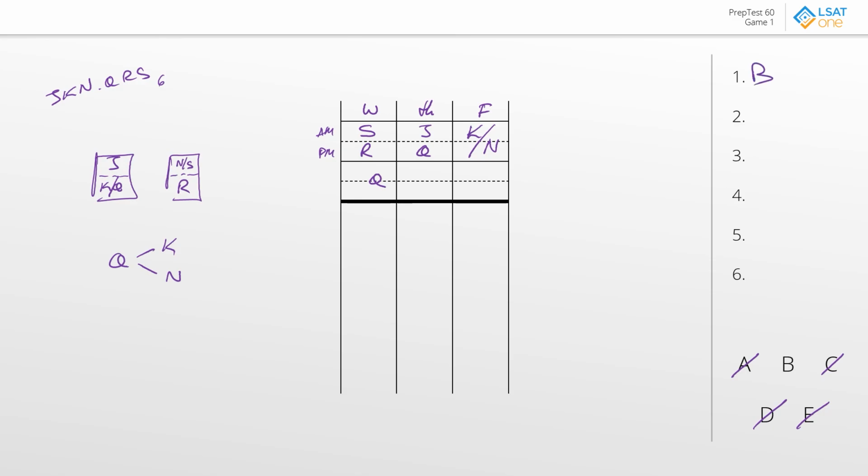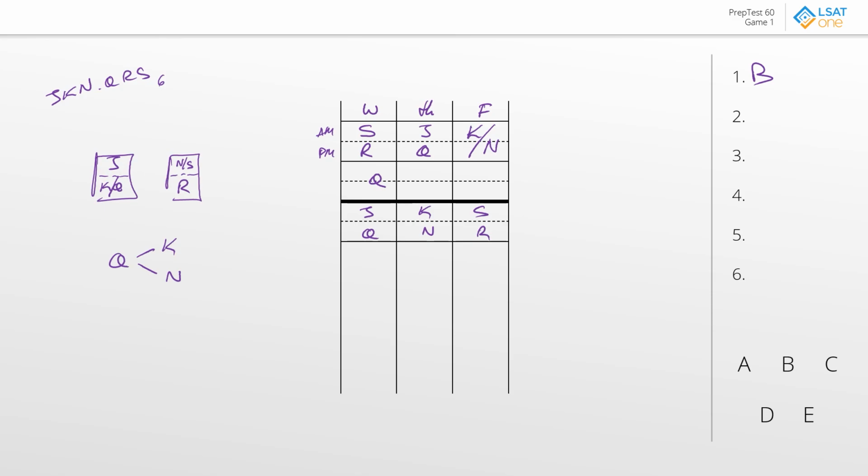number 1. And as usual, I suppose we can just plug that in. Answer choice B says we have JQ followed by KN followed by SR. So from there, let's take a look at the local. So the first local question here looks like number 4.